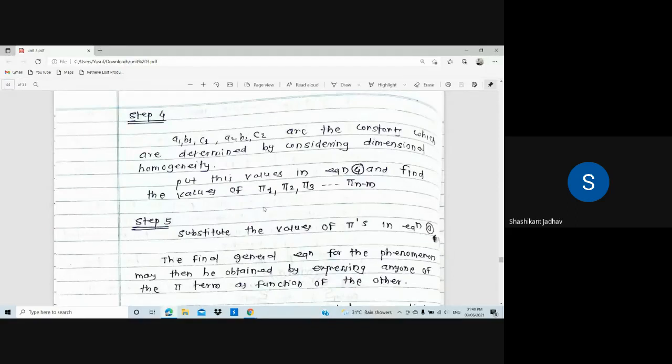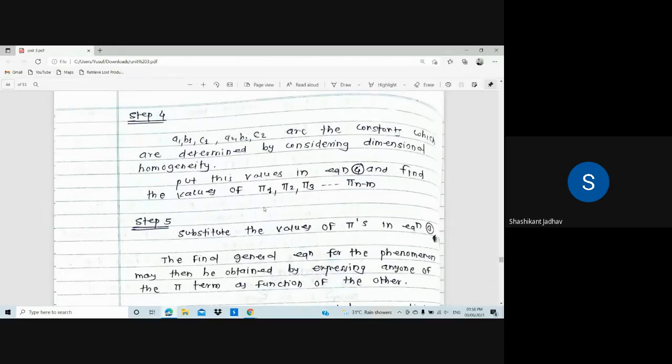Constant कसे find out करायचे तर ते dimensional homogeneity जो concept आहे तो use करायचा and by using that we have to find out the values of the arbitrary constants and put these values into equation 4 and find out the values of pi 1 comma pi 2 comma pi 3 dash dashes up to pi n minus m. प्रॉब्लेम सोडवताना तुम्हाला हे कळेल कशा प्रकारे स्टेप नंबर 4 यूज करायचे, स्टेप नंबर 3, स्टेप नंबर 2, स्टेप नंबर 1.